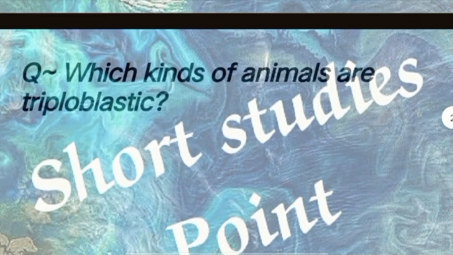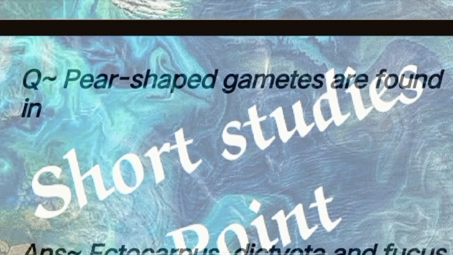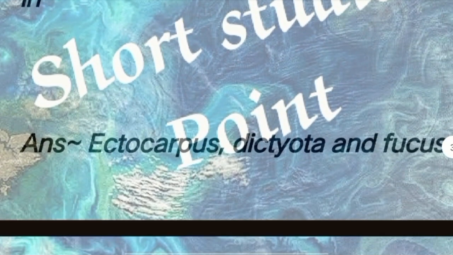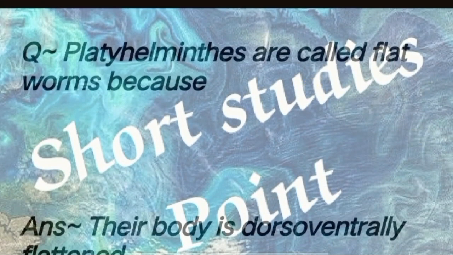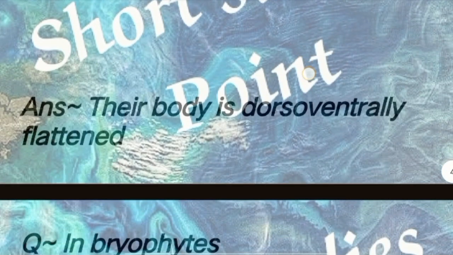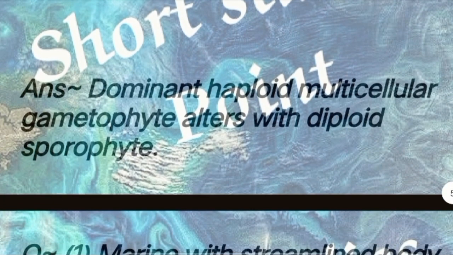Next question, which kind of animals are triploblastic? Answer, flatworms. Next question, pear-shaped gametes are found in, answer, Ectocarpus, Dictyota and Fucus. Next question, flatworms are called flatworms because, answer, their body is dorsoventrally flattened. Next question, in bryophytes, answer, the dominant haploid multicellular gametophyte alternates with diploid sporophyte.